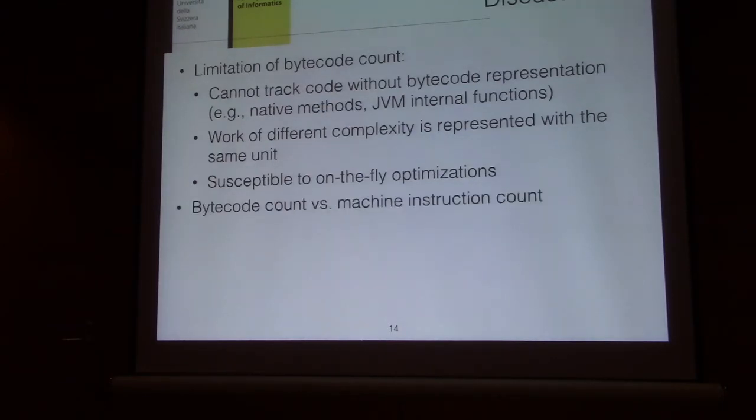For this reason, we are wondering whether we should move to machine instruction count instead of bytecode count. One reason why we chose bytecode count is its portability, but one open question is whether we should move to machine instruction count and prefer accuracy and sacrifice portability in order to have more representative results.